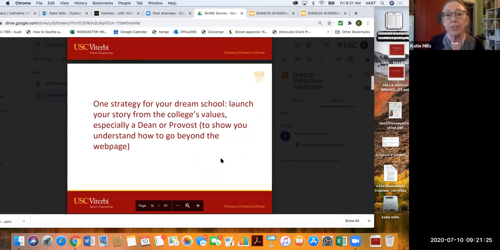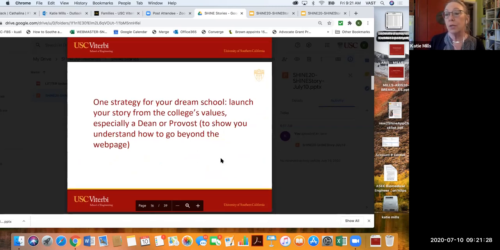Okay, so this is one strategy for your dream school, to launch from the values stated. Colleges and universities have very different values. I used to teach at Occidental College, which is a liberal arts college, quite different from University of Southern California, which is a research-oriented university. But if you can dig down to the dean of a college's thought leadership or the provost's, rather than just going on the most obvious values stated on the website, then that is showing that you understand the hierarchies of a university. You see the difference?